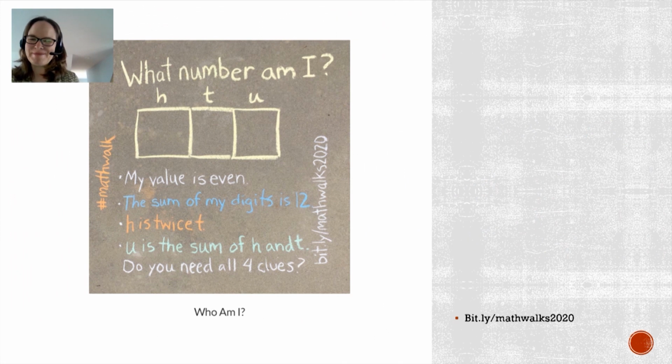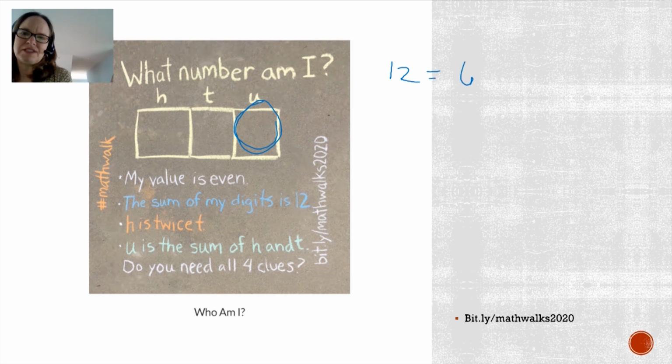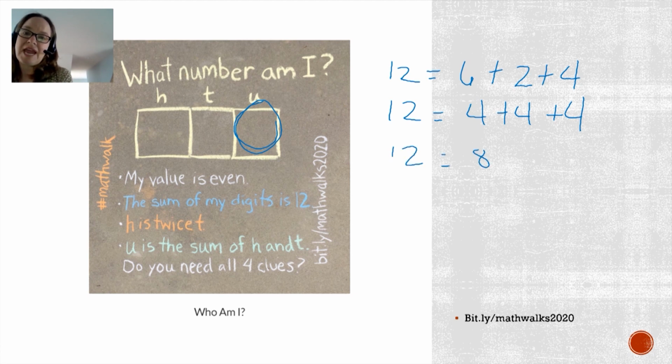All right, did you come up with an answer? Well, I'm going to start with, I know that this has to be an even number. So I know it has to be a 2, 4, 6, 8, an even number. And I know that the sum of my digits is 12. So what are some things that equal 12? I'm going to start there. So I know 6 plus 2 plus 4 equals 12. I could also say 4 plus 4 plus 4 equals 12. I could even say 8 plus 3 plus 1 equals 12. Those are some things that equal 12.